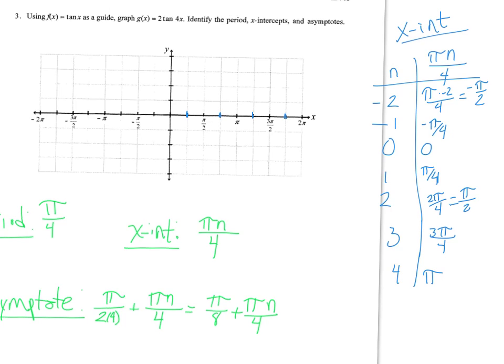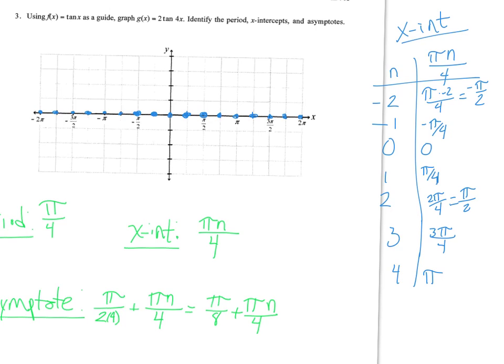So notice that we know we have an x-intercept at -pi over 2, so right here. We have one at -pi over 4, which is the next tick mark. We have one at 0. We have one at pi over 4, which is right there. So then continuing this at pi over 2, then 3 pi over 4, and at pi, so it's kind of like at every tick mark is where an x-intercept occurs. So you're going to find that this graph is really small and really skinny.